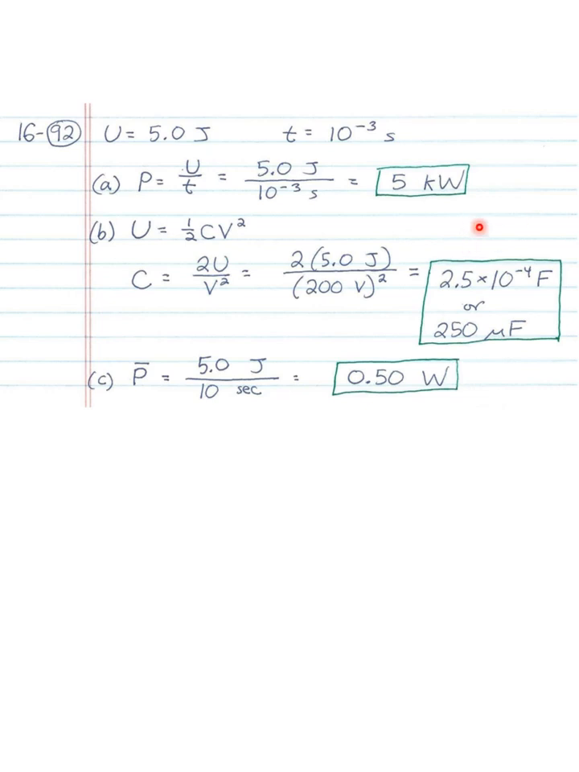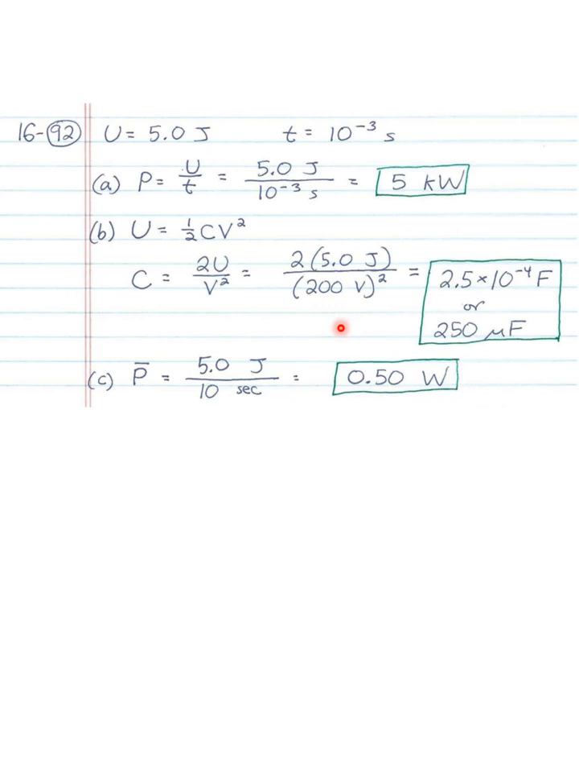So part A, the power is energy over time, so 5 joules over 10 to the negative 3 seconds, 5 kilowatts. Part B, we want to know what is the capacitance needed for that amount of energy. So U equals 1/2 CV squared becomes C equals 2U over V squared. Plug in those values, we have 200 volts, and we get 2.5 times 10 to the negative 4 farads, or 250 microfarads.